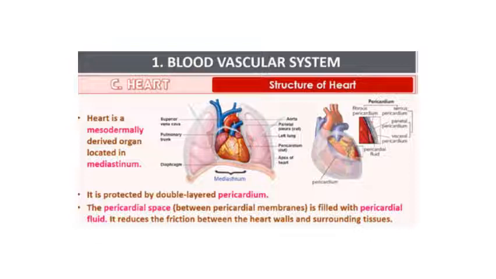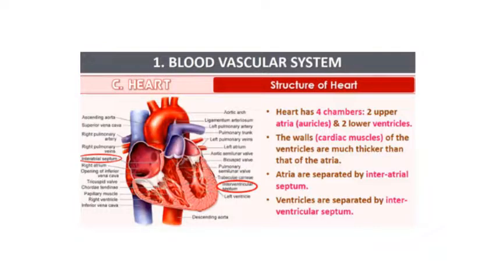Let us look at the structure of the heart now that we understand all the blood vessels. So the heart is a mesodermally derived organ which is located in our chest on the left-hand side. It is protected by a double-layered pericardium. The pericardial space, that is between the membranes, is filled with something called pericardial fluid. This fluid helps in reducing friction between the heart walls and the surrounding tissue.